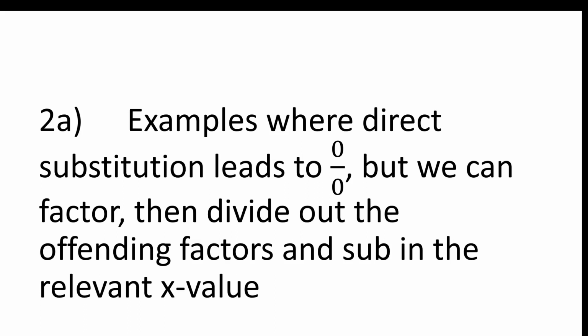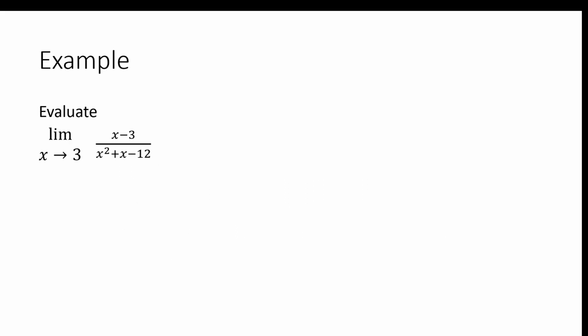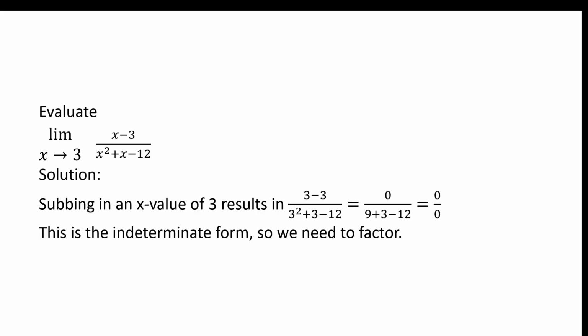Now, let's talk about some examples where direct substitution leads to 0 over 0, but you can factor and divide out the offending factors and sub in the relevant x value. Now, when I say divide out the offending factors, I mean cross out. So what if we wanted to evaluate this limit here? Well, subbing in an x value of 3 results in 0 over 0. So that's a problem. But we don't give up.